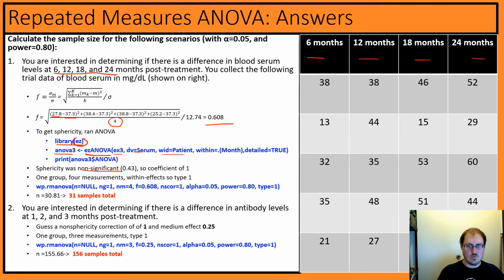So the coefficient was 1. If sphericity is significant, it's going to be less than 1. But if it's non-significant, the coefficient is 1. So we had one group, 4 measurements, because just patients is the group, and then the measurements are these different months. And then within effects to give us 31 samples total.